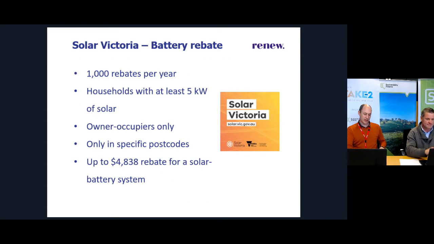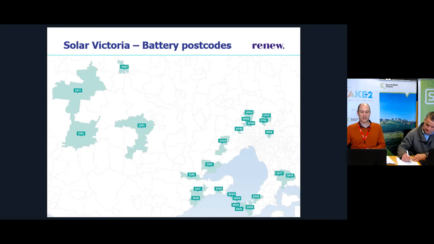All right, so Solar Victoria are offering rebates for battery installations, but with pretty specific conditions. They're only doing 1,000 per year. You need to have at least 5 kilowatts of solar. It's only for households where you own the house, so if you're a renter, that's not going to apply. And even more restrictive, it's only in a bunch of postcodes that you can see on the next slide here. So yes, there are rebates, but it's not a general thing to get too excited about.